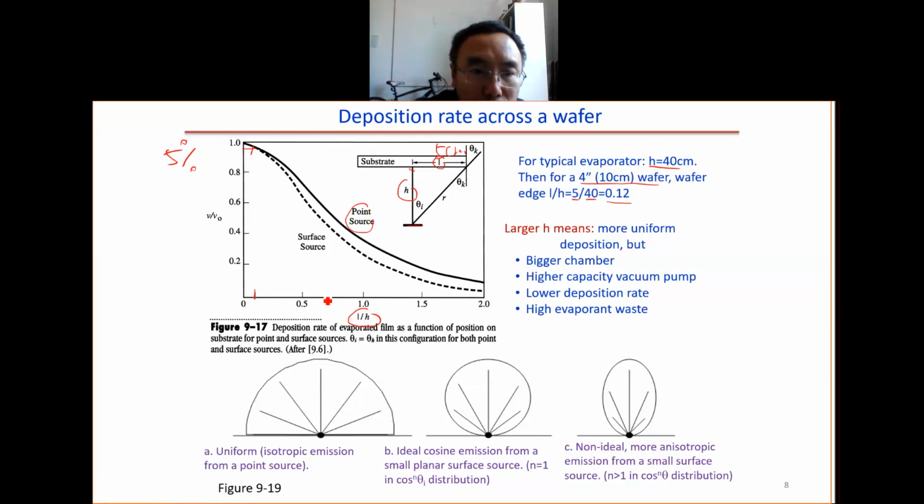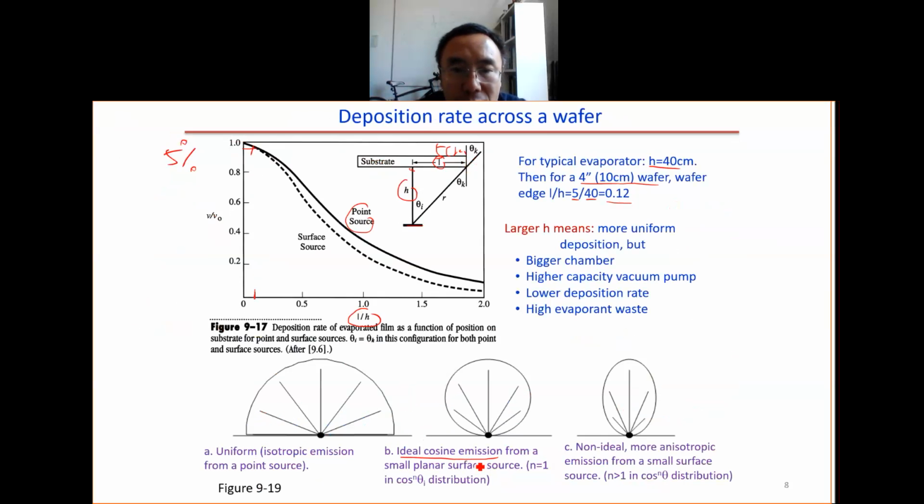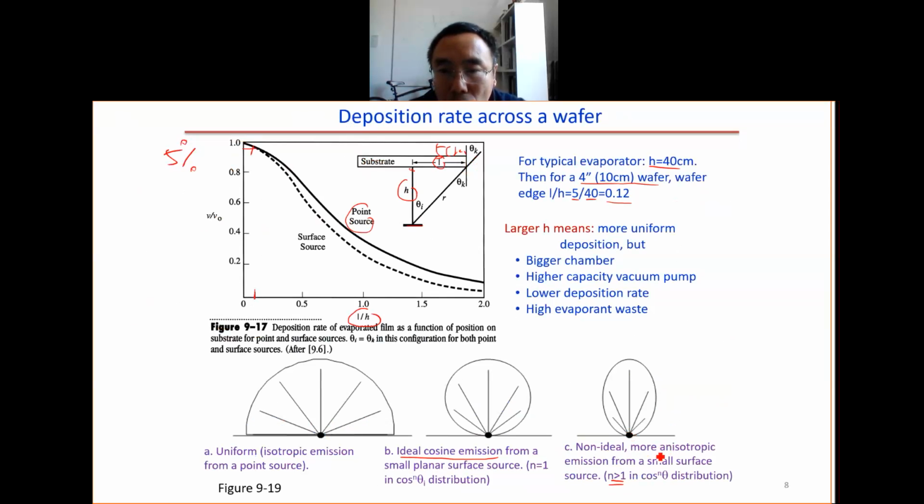For the point source, we have uniform emission of the source material in all directions. This is called ideal cosine emission. In this case we have this emission deposition rate, but here n equals 1. This n number here, n equals 1. This is called ideal cosine emission. If n is higher than 1, we have non-ideal, more anisotropic emission from a small surface source. In reality, this one is close to the usual situation.